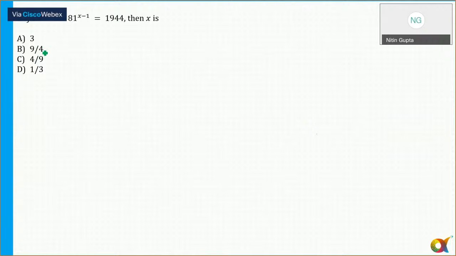So 9 raised to power x and 81. I can write this as 9 raised to power 2x minus 1 minus 81, which is 9 square, so 9 raised to power x minus 2, and that is equal to 1944. Okay, 1944. So we can take out something common here. Let's take 9 raised to the smaller power, so 9 raised to power 2x minus 2, as common. It will be 9 minus 1, equal to 1944.